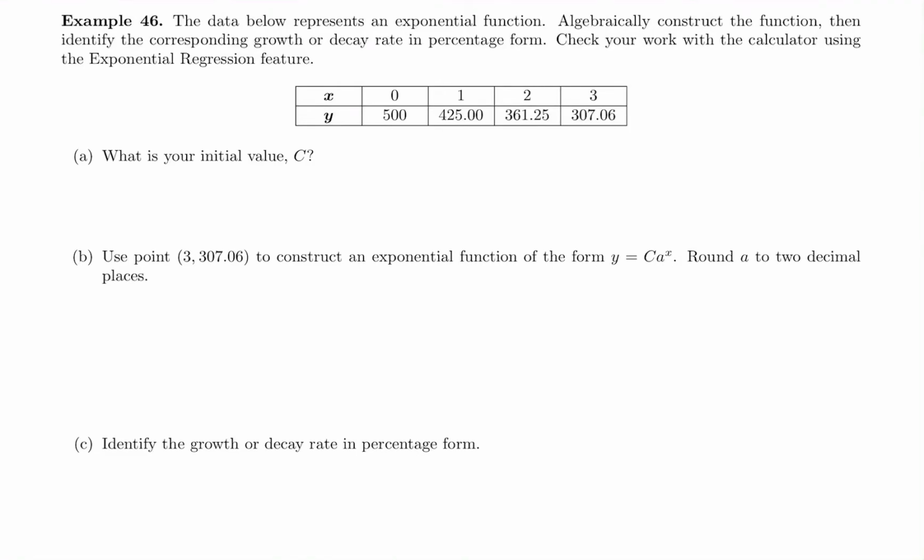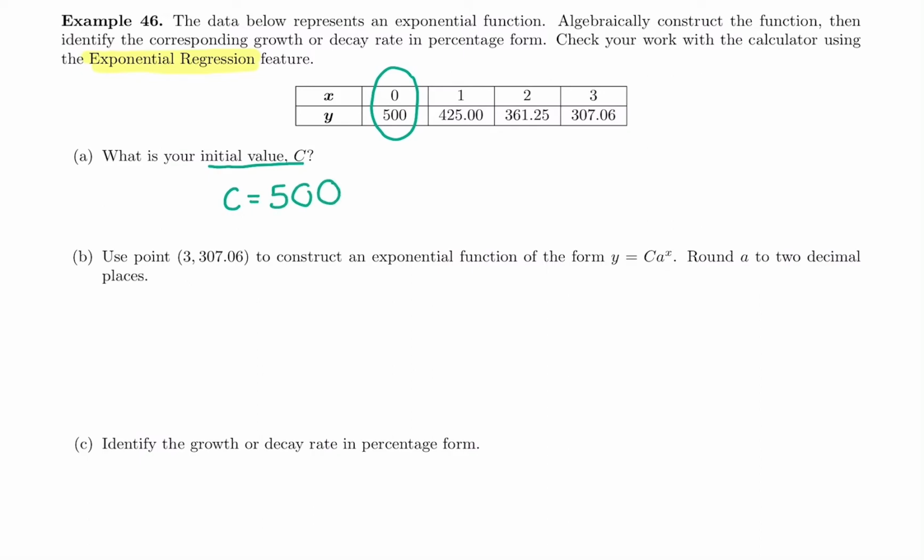Let's practice writing some exponential functions from a chart. We can use our exponential regression feature on our calculator to do this for us by plugging in the 2 points we're looking at, but we can also do it manually. So looking at this chart, what is the initial value C going to be? It is whatever the Y value is with the X value 0. So for this one, C is 500.